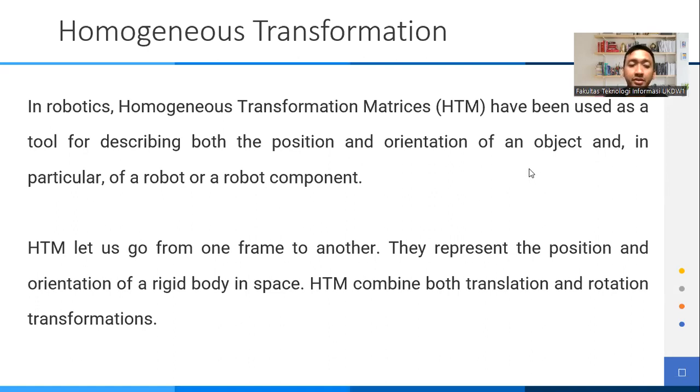Homogeneous transformation matrices let us go from one frame to another frame. They represent the position and orientation of a rigid body in space. Homogeneous transformation matrices combine both translation and rotation transformations. And in this presentation, I will focus on translation and rotation matrices.